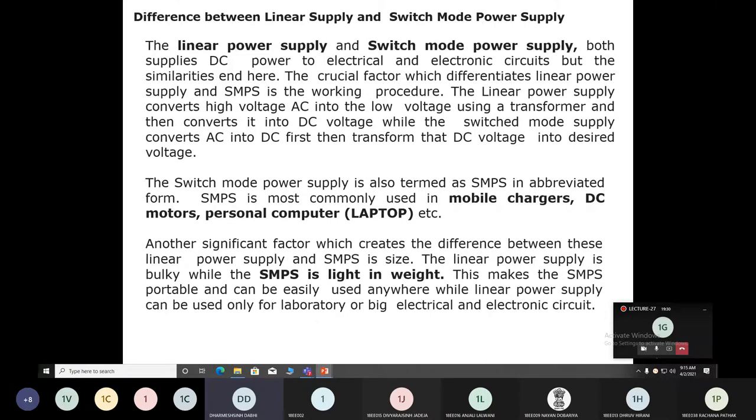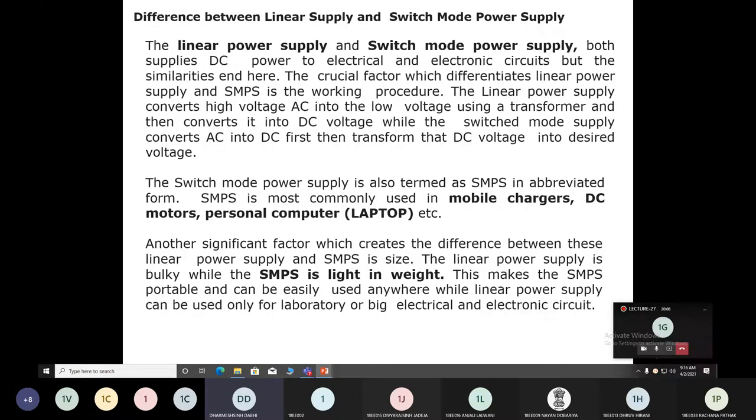So in particular applications where we require a small size power supply with less weight, we go for this switch mode power supply. Generally, in most electronic circuits, like you can see in a mobile charger, in a DC motor, in a personal computer or laptop, the DC power supply is provided by using the SMPS. So in the laptop, your charger also contains the SMPS. In your personal PC, the CPU also has an SMPS, because we require a compact size of DC supply.